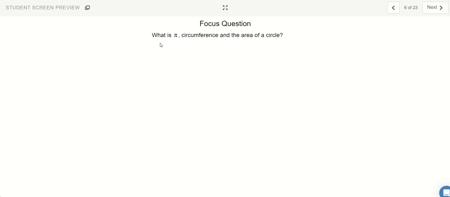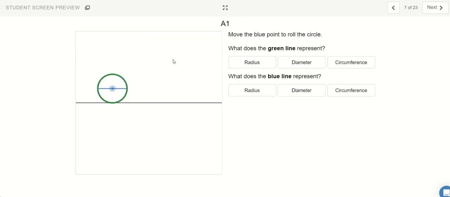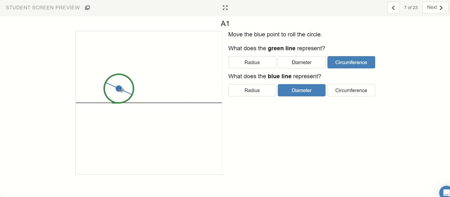Okay, so our focus question is, what is pi, circumference, and the area of a circle? Here, this green line is going to represent the circumference, and this blue line is going to represent the diameter. If I move the point, notice that the circumference, the outside circle, is being laid out. We're uncoiling the circumference. You can think of it like a piece of string. If I wrapped a string around the circle and I unwound it, this is still going to be the same length, even though I made it a straight line. It's still the space around the circle. I just straightened it out a little bit.